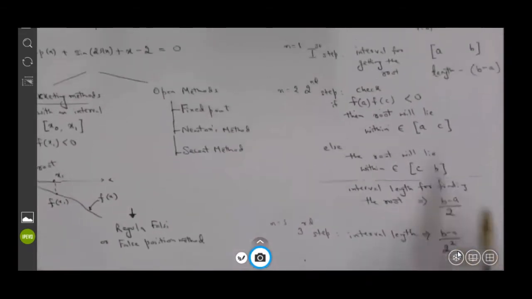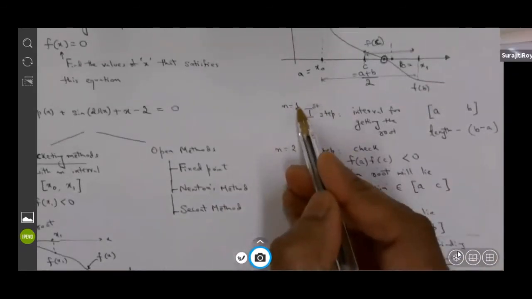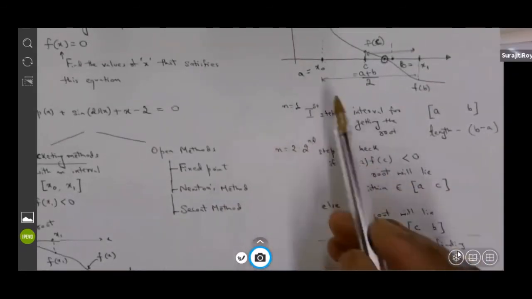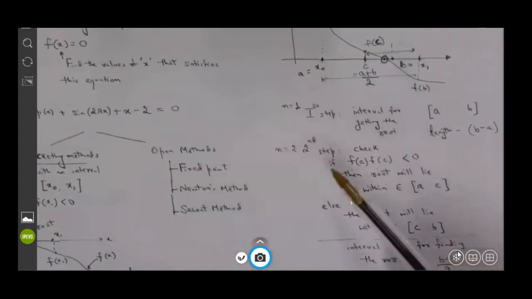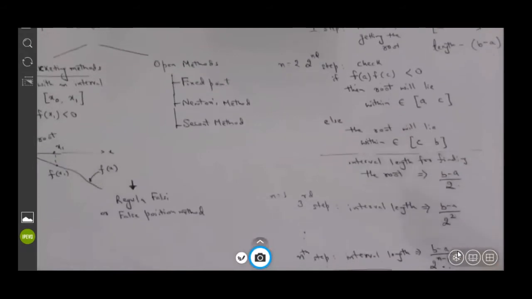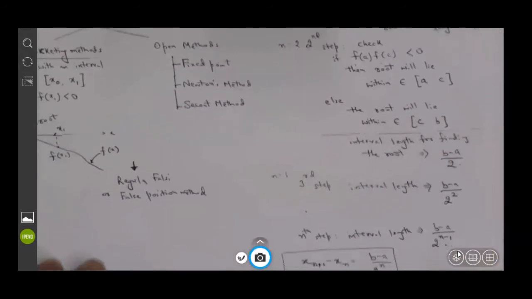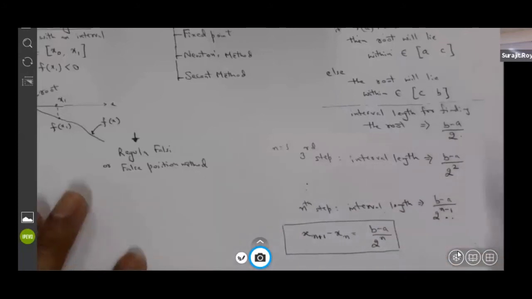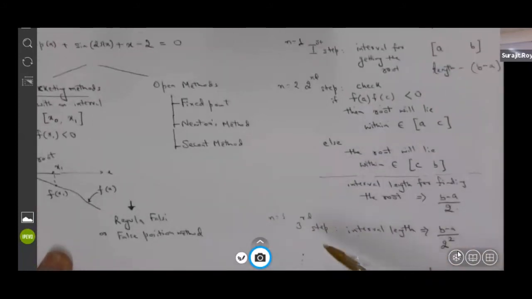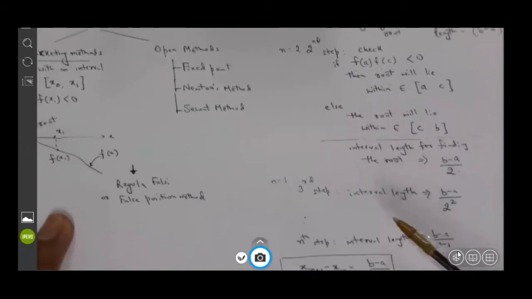Okay, I see what you're talking about. So when you start the very first iteration, the very first step, the interval length was b minus a. Second step, it's (b minus a) over 2, and so on and so forth. Now, my question to you guys was: how long should I keep on doing this? When do I know that I have to stop?